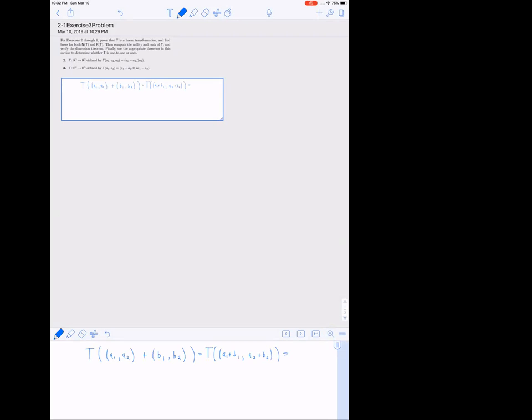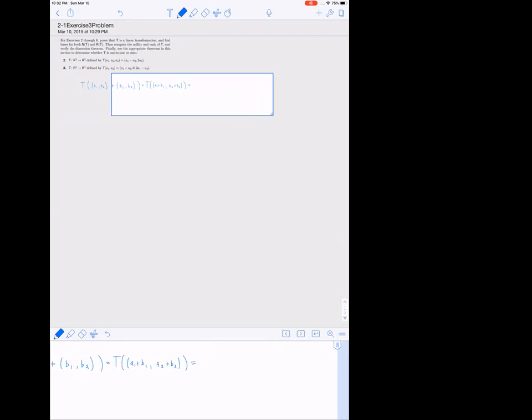And now I know what T does to a two-component vector like this. The first component is the sum of the two components, so I'll get A1 plus B1 plus A2 plus B2. Then the second component will be 0 no matter what. And the third component will be twice the first component, so that is 2 times the quantity A1 plus B1, then minus the second component, which is A2 plus B2.